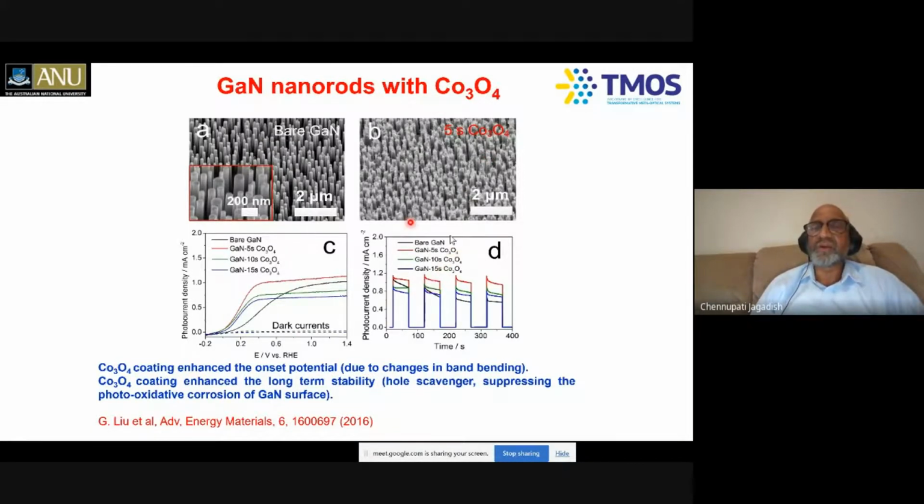So then essentially, by doing that, we're able to show that you can get a much more stable performance from these particular structures. As I said, gallium nitride is not an optimum material. We've been using indium phosphide and also indium gallium nitride and a variety of other materials in order to make highly efficient and also stable electrodes so that we can use them for photoelectrochemical water splitting applications also.